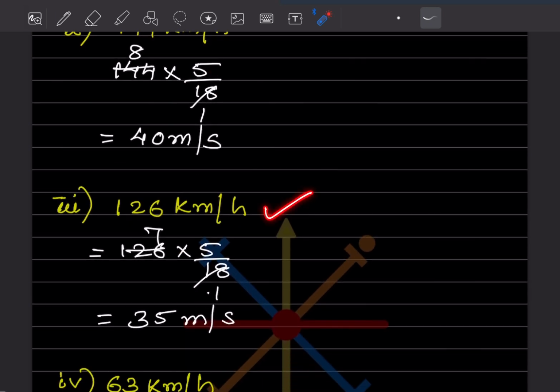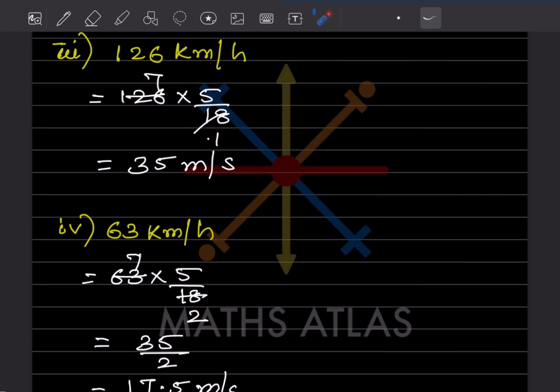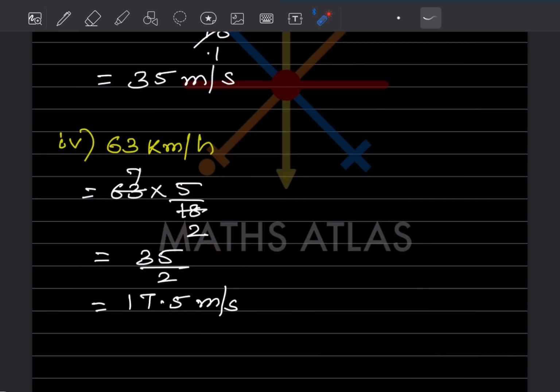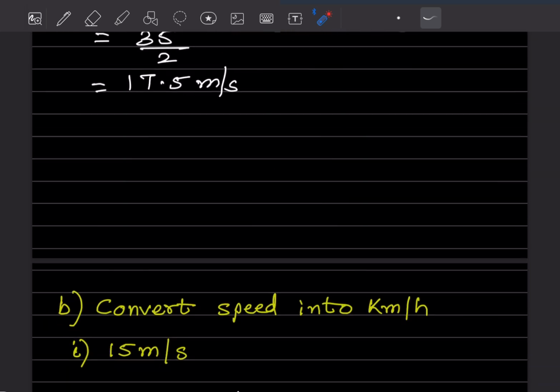Again this is the same, 126 into 5 by 18. 18 ones are 18, 7s are 126, 7 5s are 35 meter per second. This is the same, 63 into 5 by 18. This doesn't go directly with 18. So what you have to do, 9 2s are 18 and 9 7s are 63. So this is going to be 35 by 2. So 35 when you divide it by 2, you get 17.5. That will be meter per second.